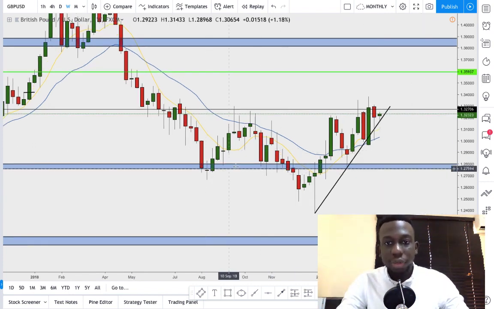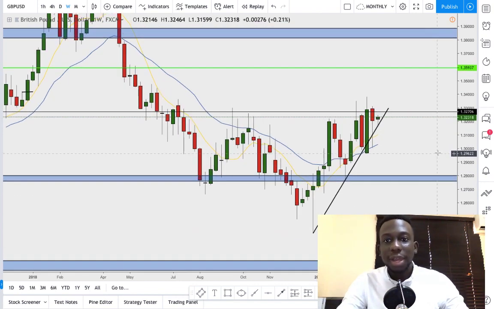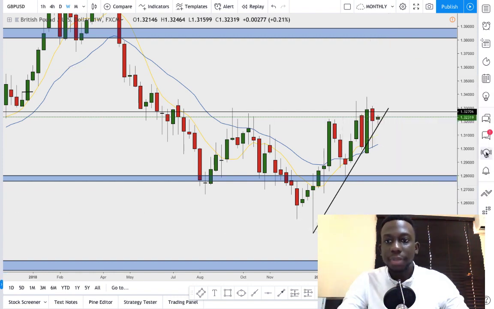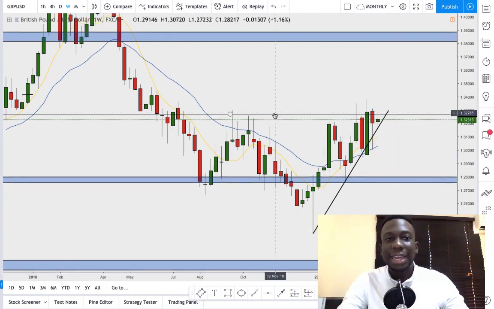So I can see the left shoulder, I can see the head, and I can see the right shoulder. And what do I have in front of me right here? Actually, let me delete this right about here. I'm going to explain to you why I kept that. So what I have in front of me right here is the neckline of the head and shoulders.